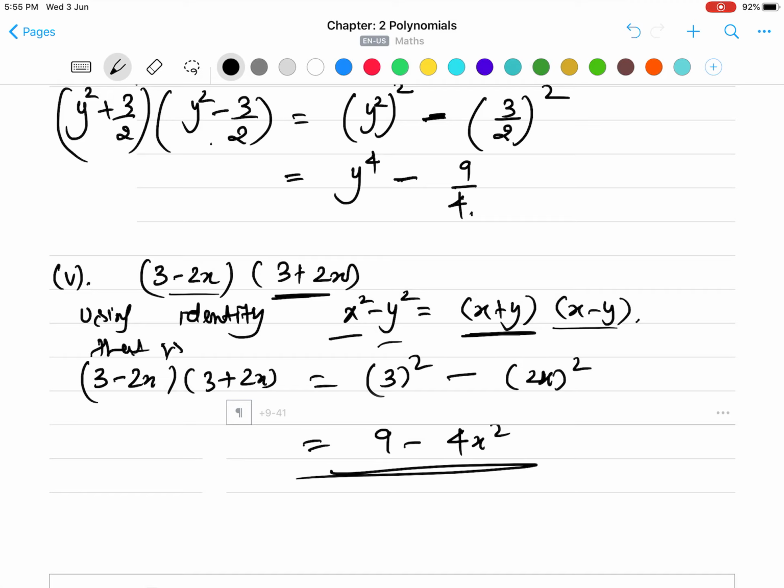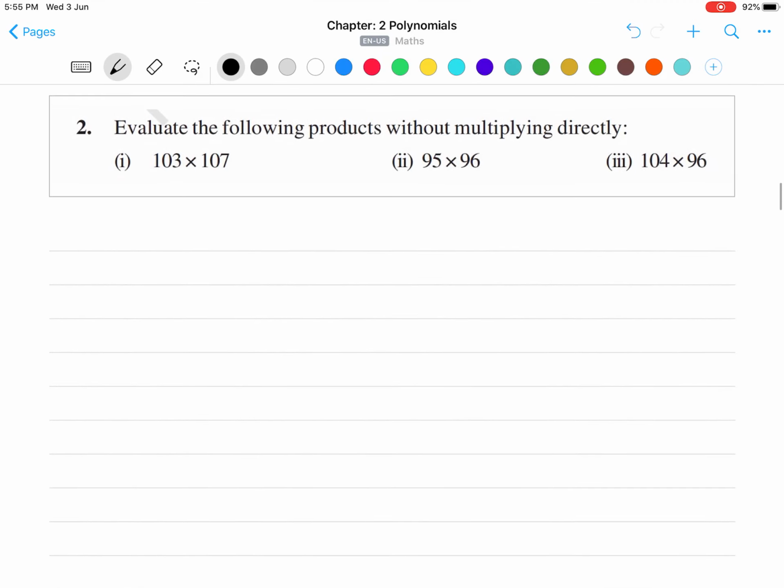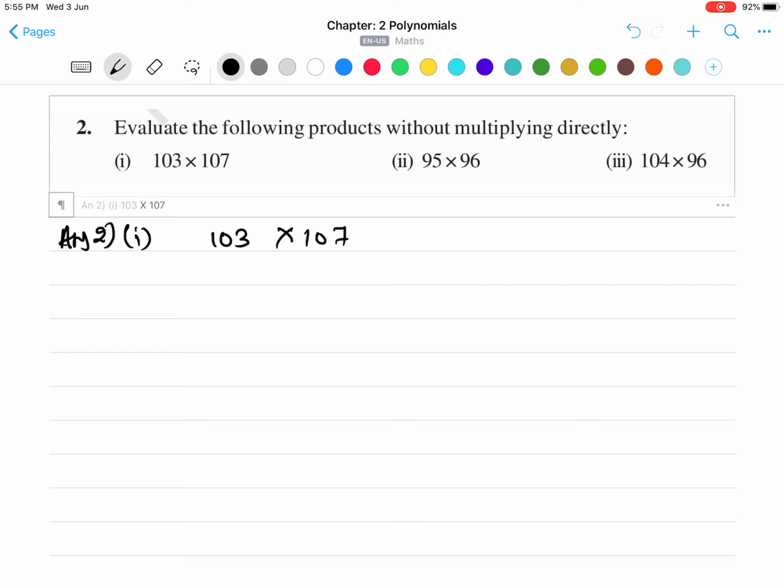Okay, moving ahead to the next question, which is question number 2. Now we have evaluate the following product without multiplying directly. You are asked to evaluate the following product without multiplying them directly. So again we'll use the algebraic identity to solve this question without actually multiplying the numbers. So first we have 103 multiplied to 107. We have to find their product without multiplying directly. That means we are going to use the algebraic identity here. So first we have to convert them in the form of algebraic identity.